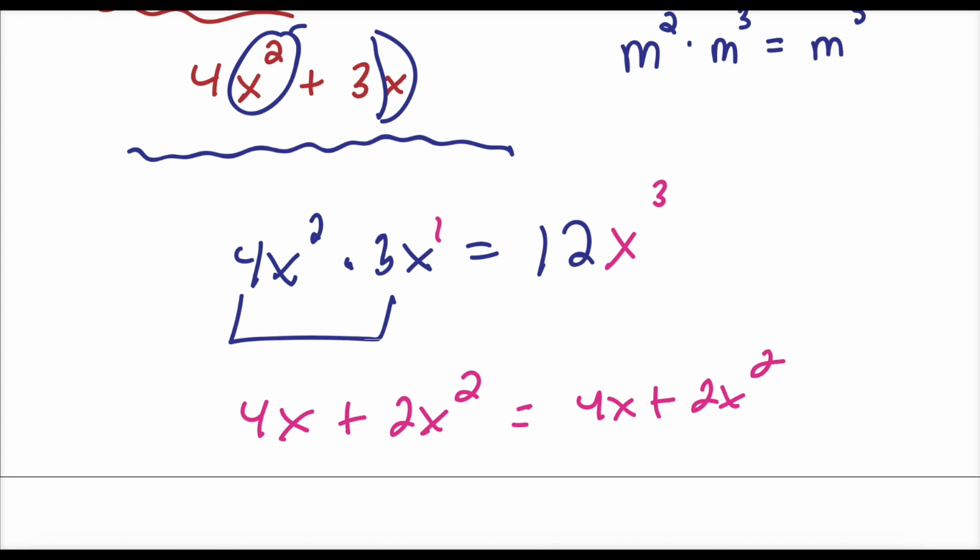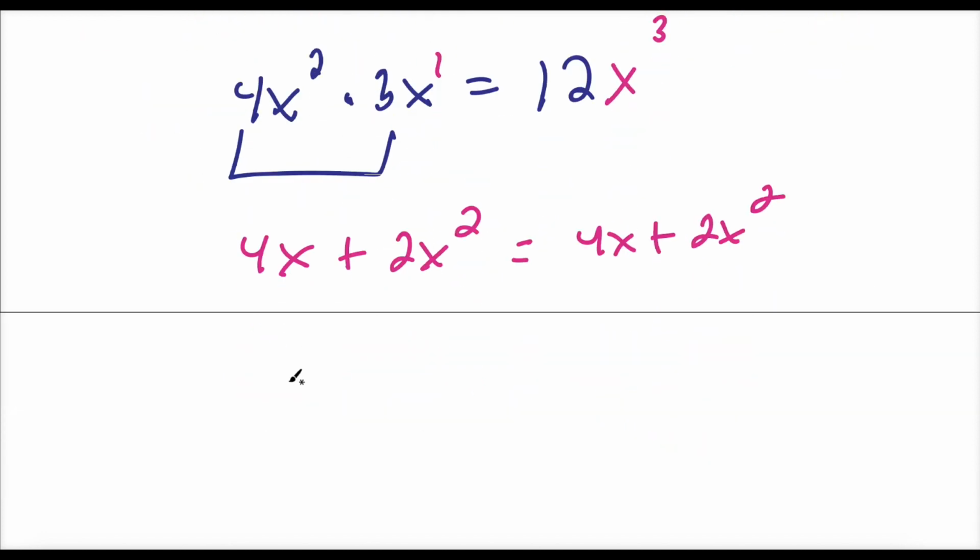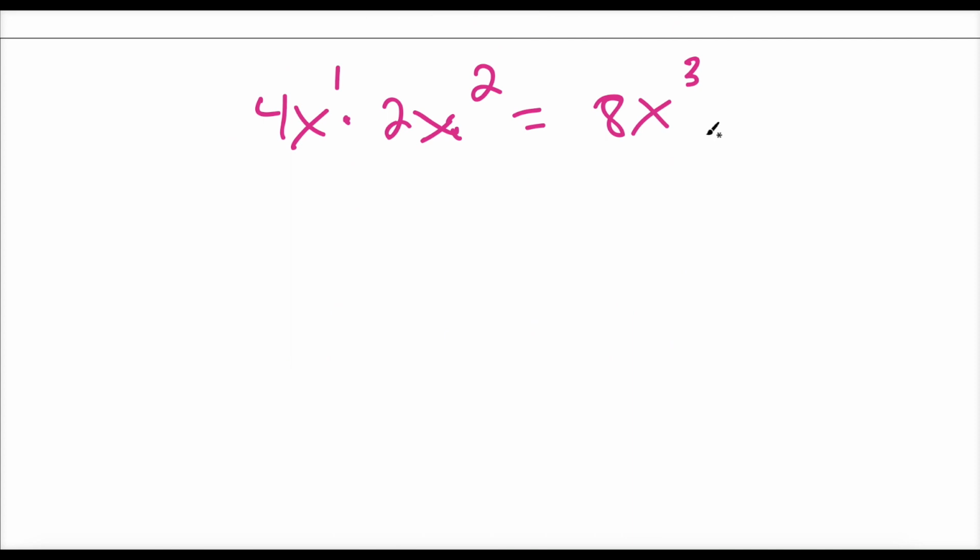But if you go 4x times 2x squared, then they can talk. What do you get? 8x squared. Invisible one. And you add. You with me? Yes.